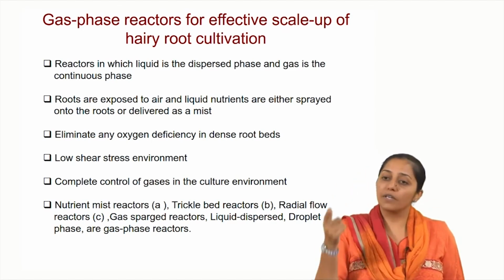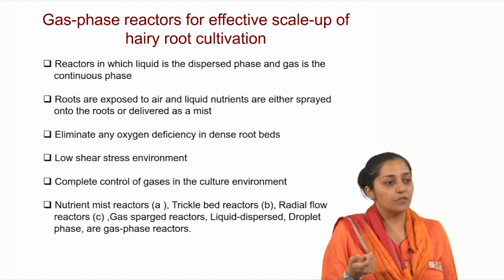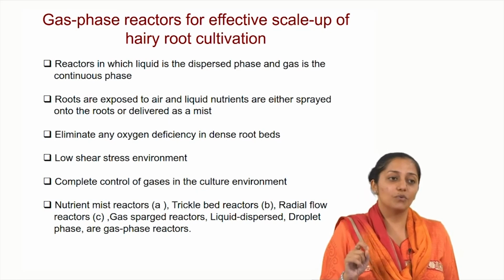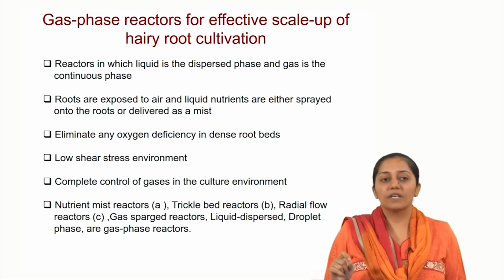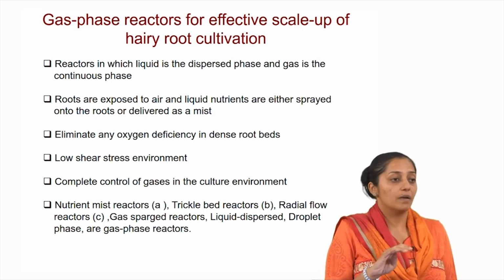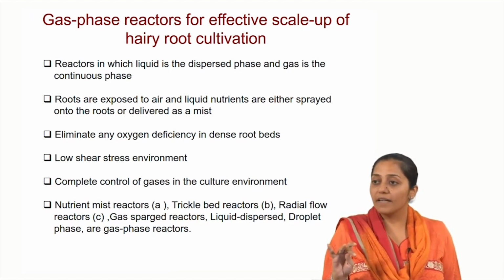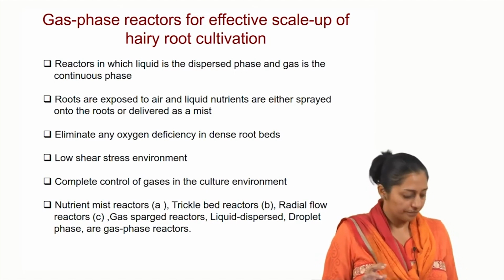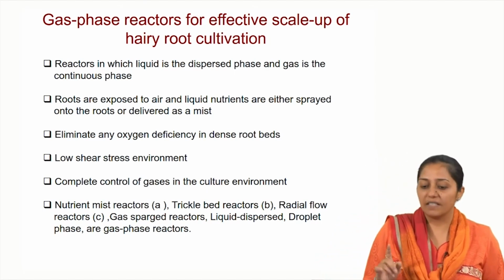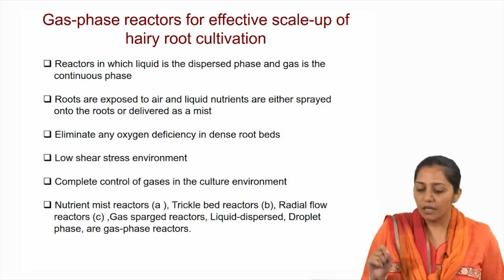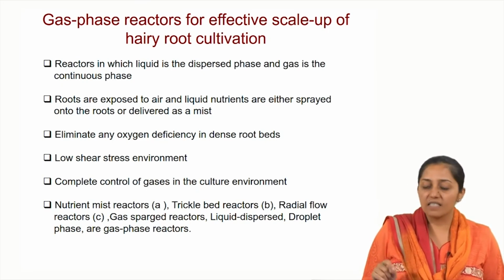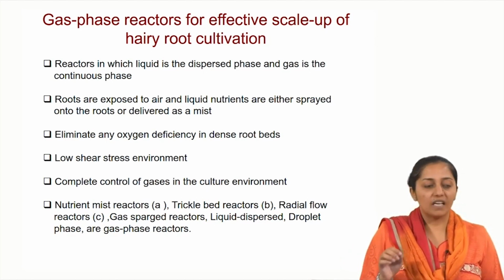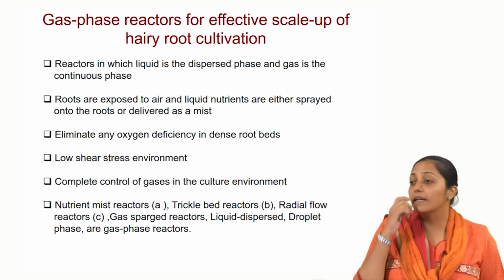Now, you can even use a trickle bed system, but there the droplet size would be greater, or you use mist, so the droplet size has been reduced. Even in mist bioreactors, the cycle of the mist and the size of the droplet can be optimized for best results. So, this is one kind of gas phase reactor system: reactors in which liquid is the dispersed phase and gas is the continuous phase. Roots are exposed to air and liquid nutrients are either sprayed onto the roots or delivered as a mist.